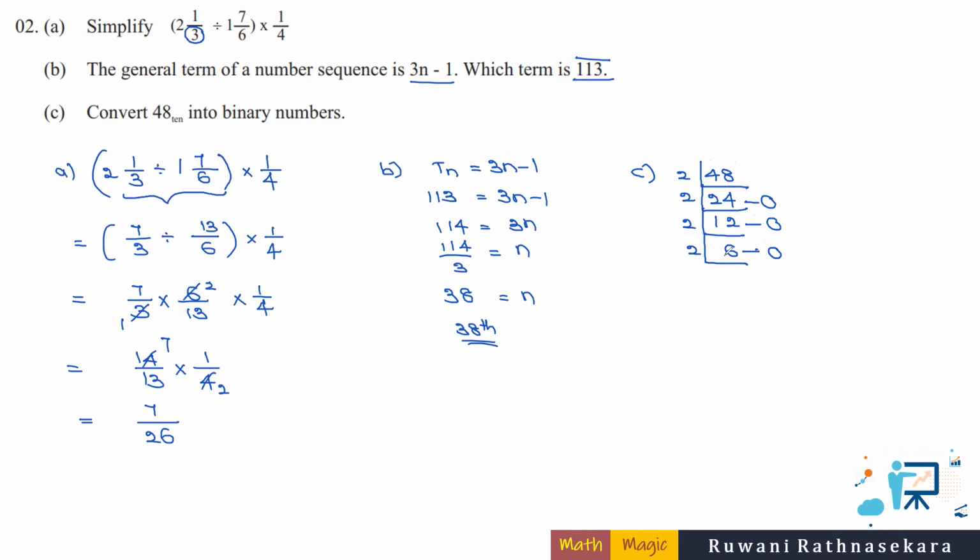Right? 6 divided by 2 is 3. No remainder. 3 divided by 2 is 1. 1 remains. Right? Then 1 when divided by 2, there are no 2's for 1. 1 remains. And when you write these digits upside down, that is the binary number equal to 48, which is 1, 1, 0, 0, 0, 0 to the base 2.